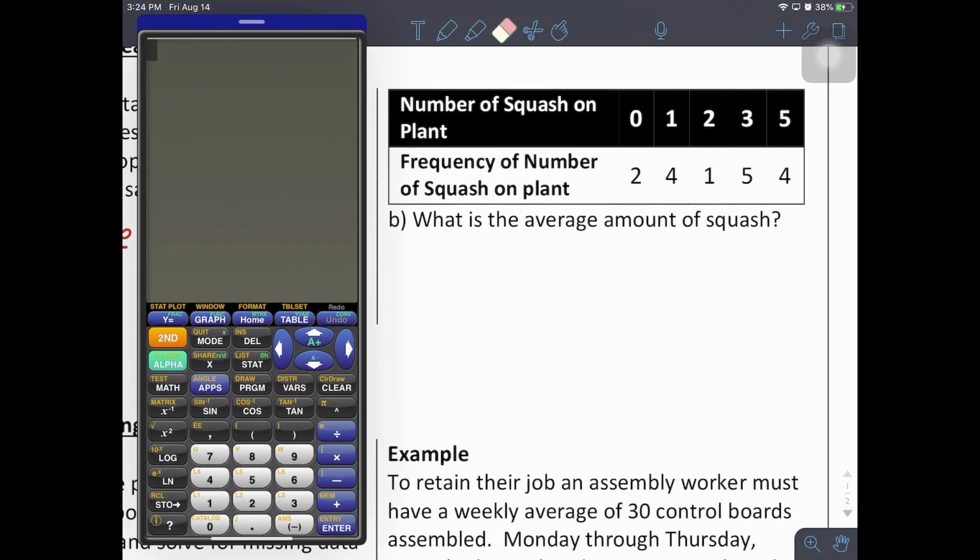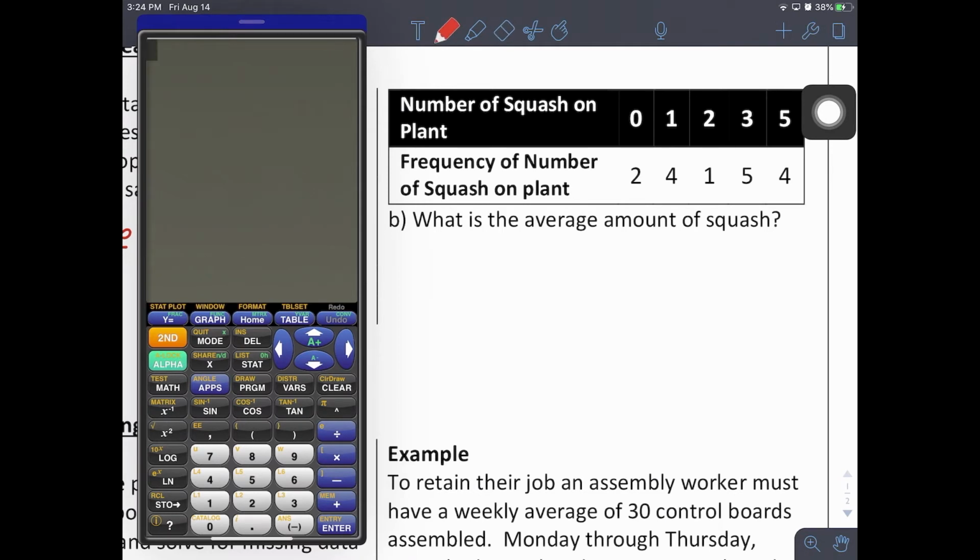All right, so for this example, we have to be careful. This is that frequency table that we need to be mindful of. So this table tells us that there are 2 plants with 0 squash, 4 plants with 1 squash, 1 plant with 2 squash, 5 plants with 3 squash, and 4 plants with 5 squash. So what is the average amount of squash on a plant?